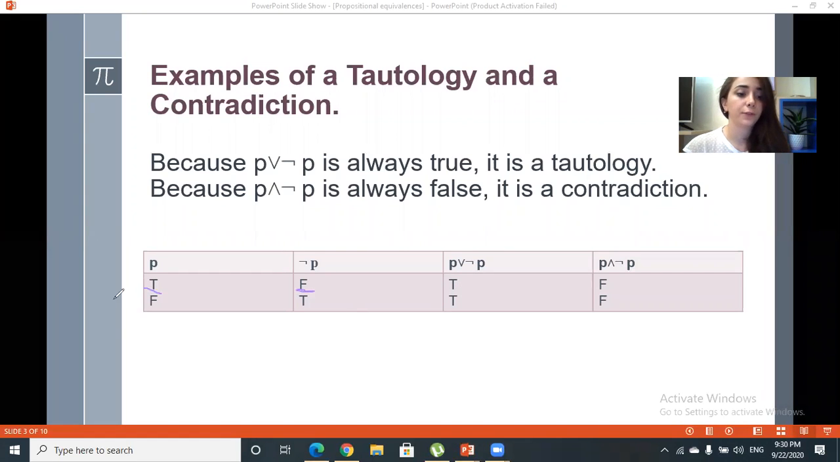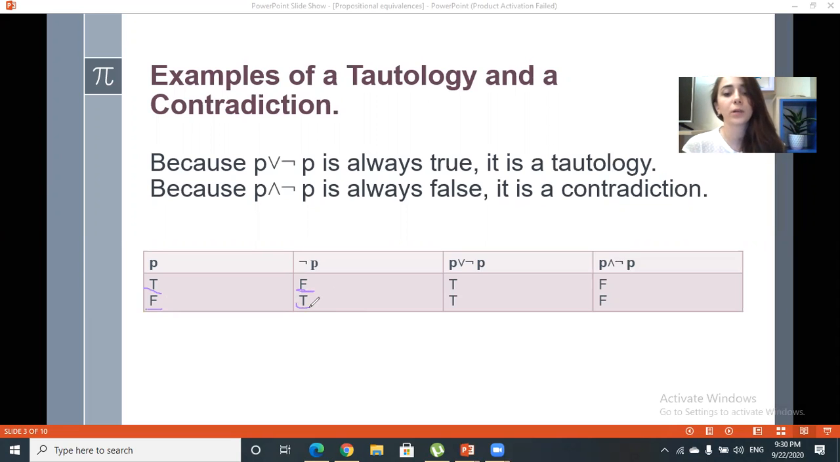And if P is false, then negation P is true. It means that again one of the substatements is true, so hence our result is true. So the disjunction of P and negation P is always true. It's a tautology.